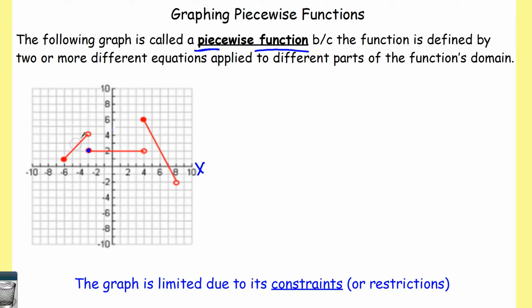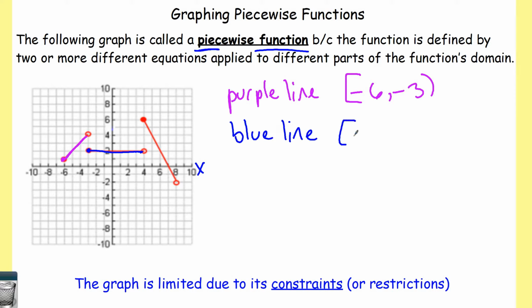So, let's start with purple. We've got a purple line right here. So your purple line, or your left line, would go from -6 to -3. And it will touch -6, but not -3. The blue line, we're in the middle, goes from -3 to 4. Again, it touches -3, but not 4. And we always go from smaller number to bigger number.